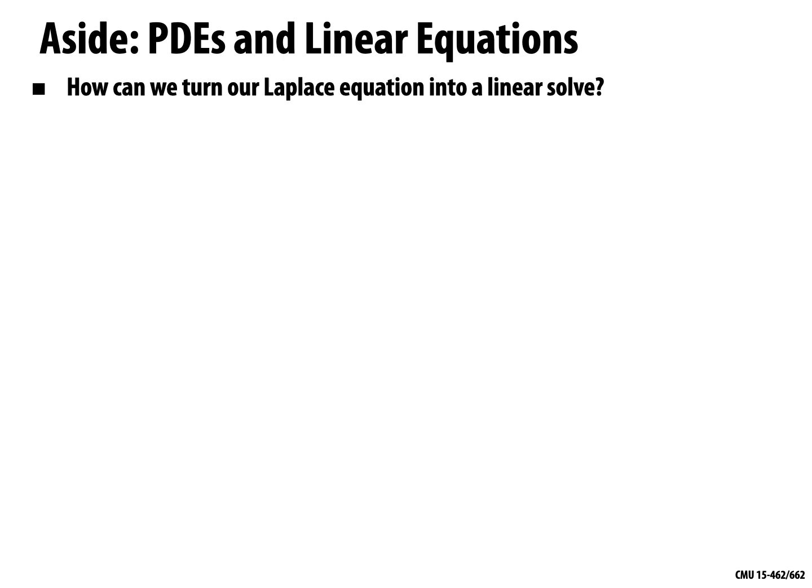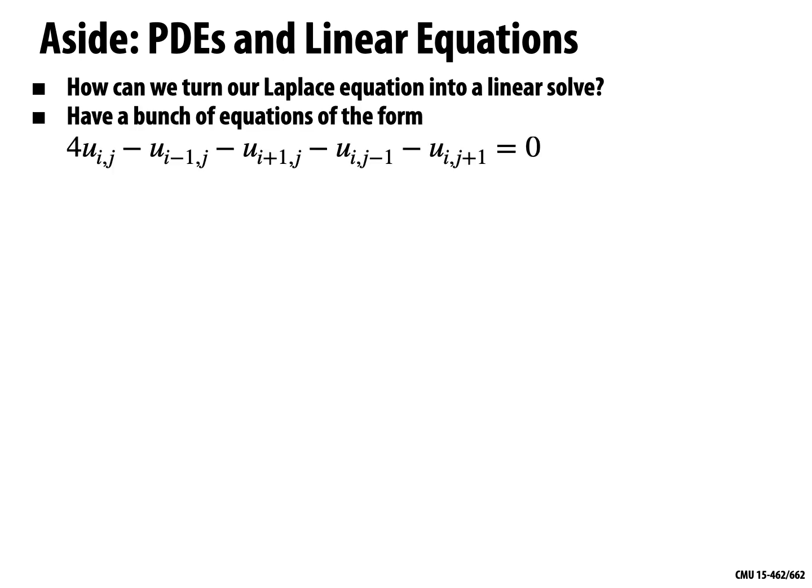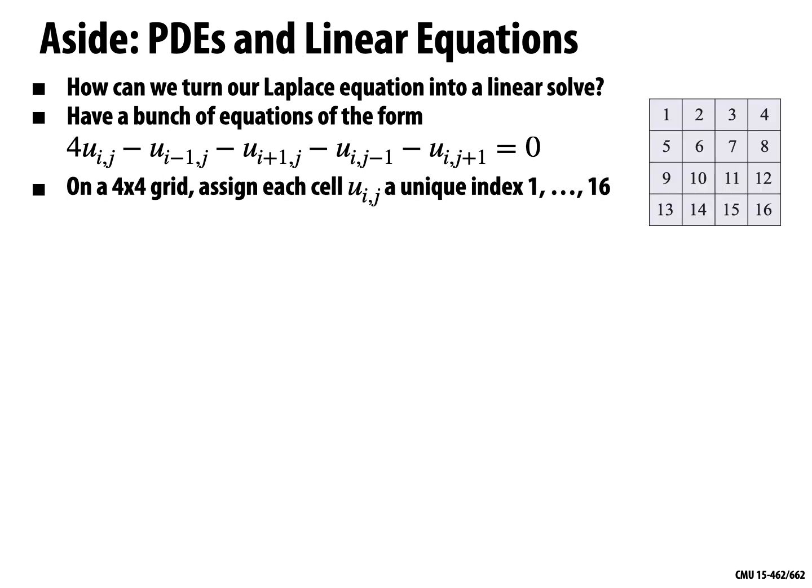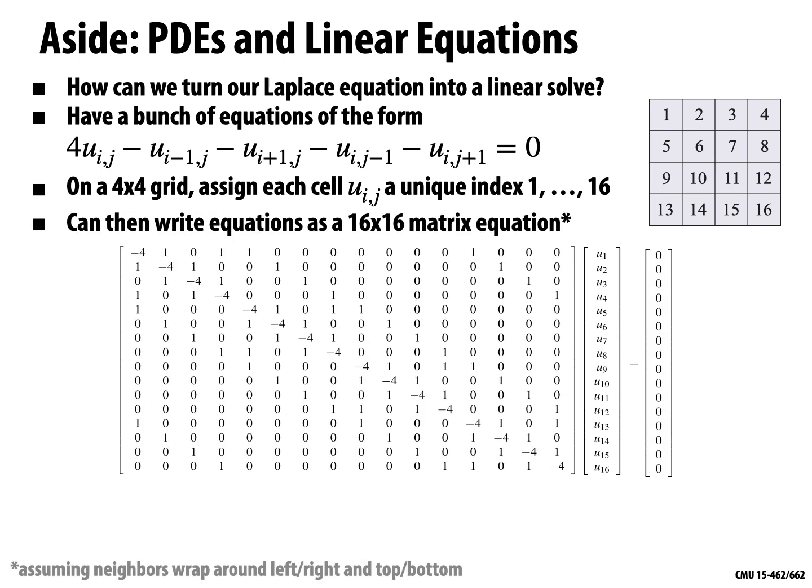So how, for instance, would we do that with a Laplace equation? Well, again, we have a bunch of equations that look like this: 4 times uij minus ui minus 1j, and so on. To get this into matrix form, the first thing we need to do is assign a unique index to each of our grid cells. So maybe I'll just label them top to bottom, left to right, 1, 2, 3, 4, 5, 6, 7, 8, 9. Then instead of uij, we'll just talk about u with a single index, referring to these indexed grid cells. And we can write out all these linear equations as a big matrix equation.